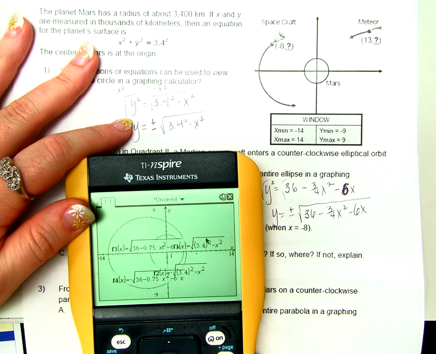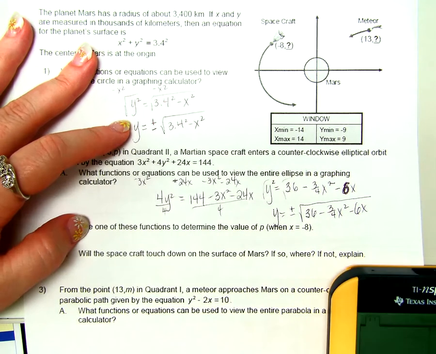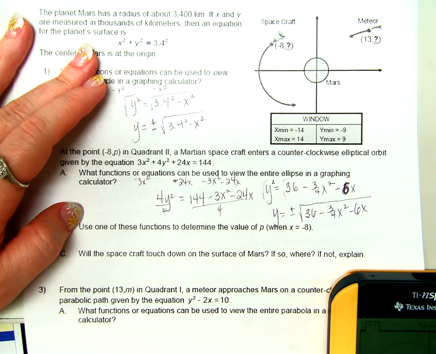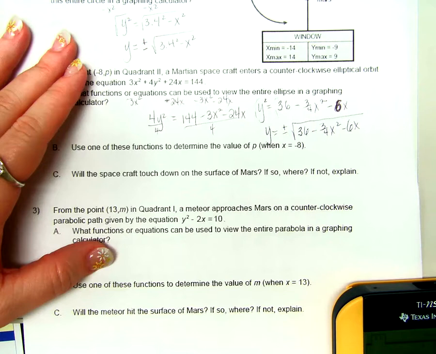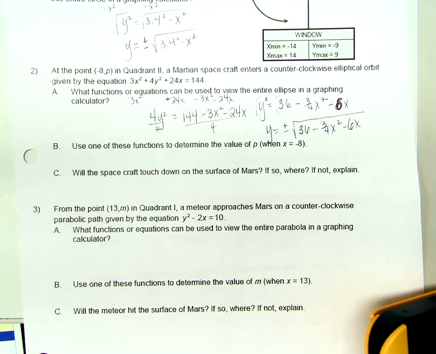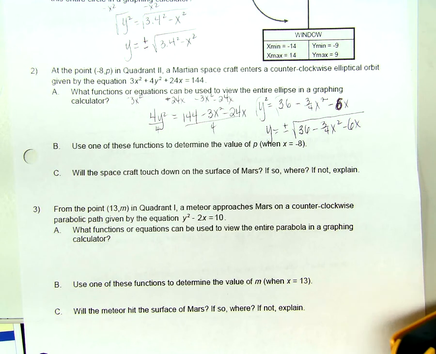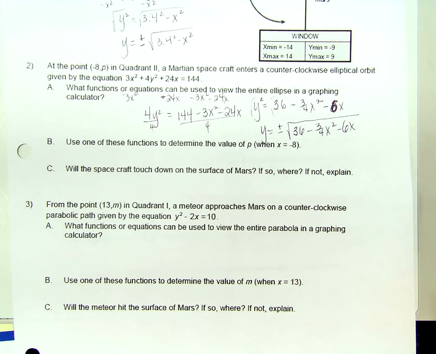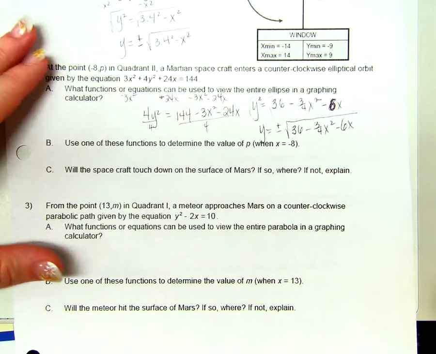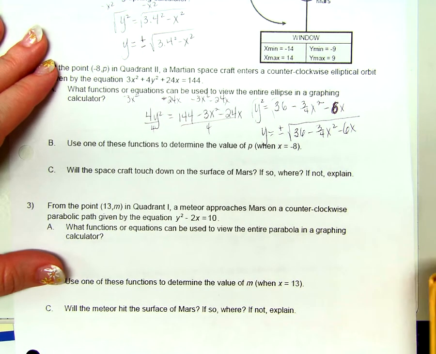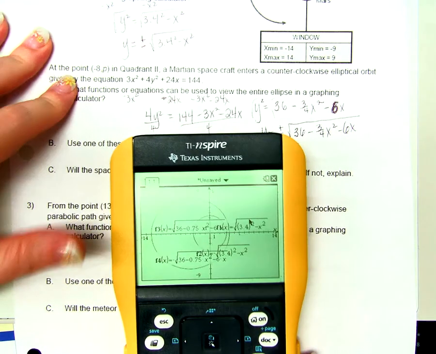Okay, so do we have the whole shape? Now this says use one of the functions to determine the value of p when x equals negative 8. How do we want to do that? How many ways are there to do that? At least 2, right? Maybe more, but at least 2. What's one way we can do it? We can write this equation, but instead of writing x, we can write negative 8. What's another way we can do it? Yeah, let's look at the table, right?